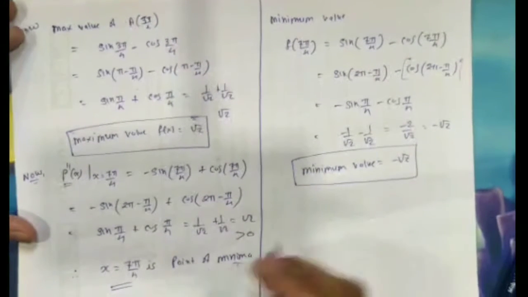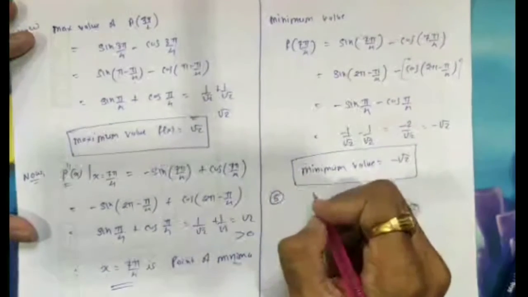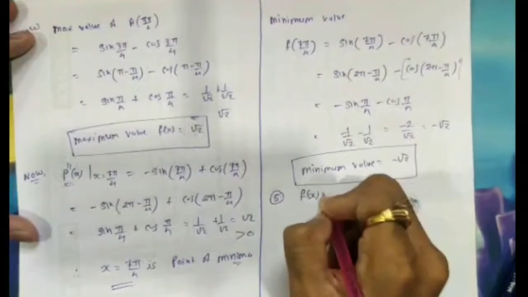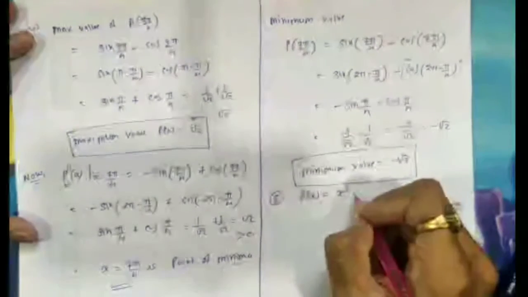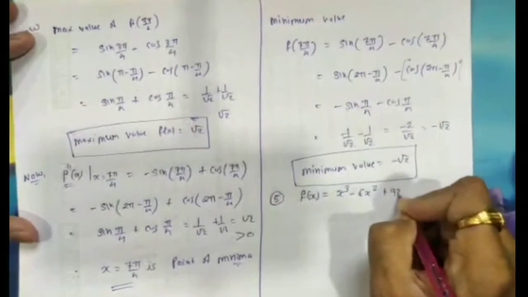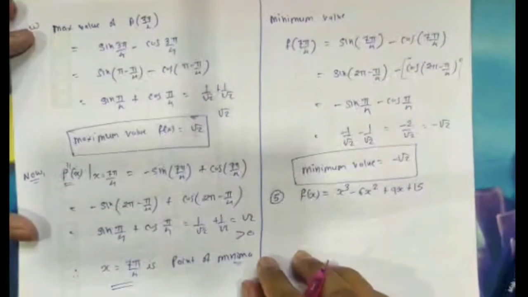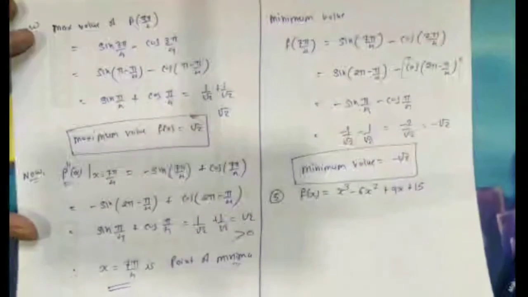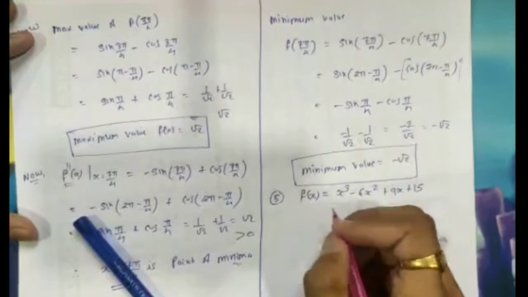In question number 5, we are given that function f of x equal to x cube minus 6x square plus 9x plus 15. For this, you have to find the local maxima and local minima.